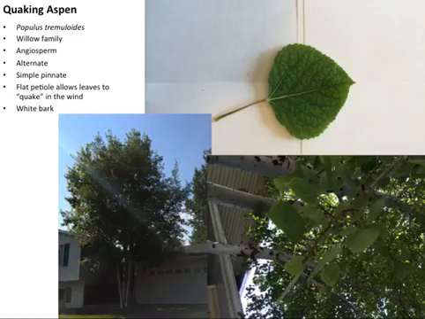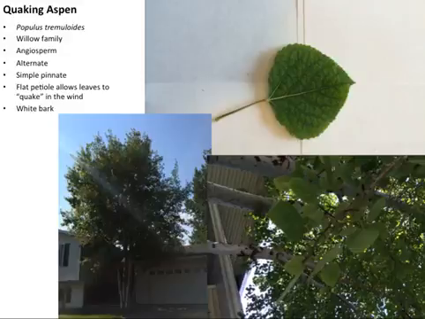Here is the Utah State tree, the quaking aspen. Populus tremuloides is the scientific name, and it's in the willow family. It's an angiosperm. It has alternate leaf arrangement. It's kind of hard to see here, but it is alternate. One leaf there, one leaf there. And it is simple pinnate, one main vein coming off, branching off.